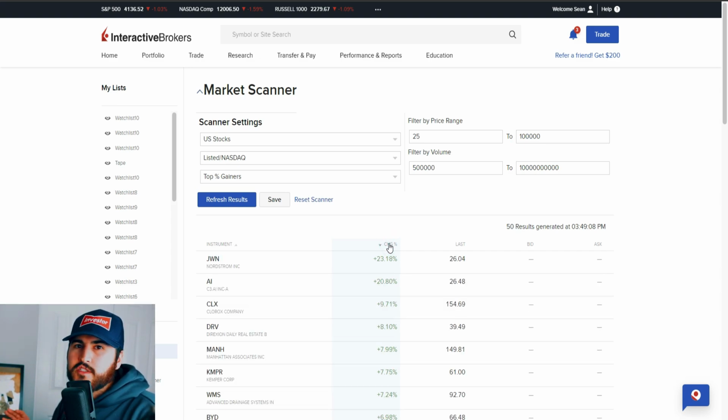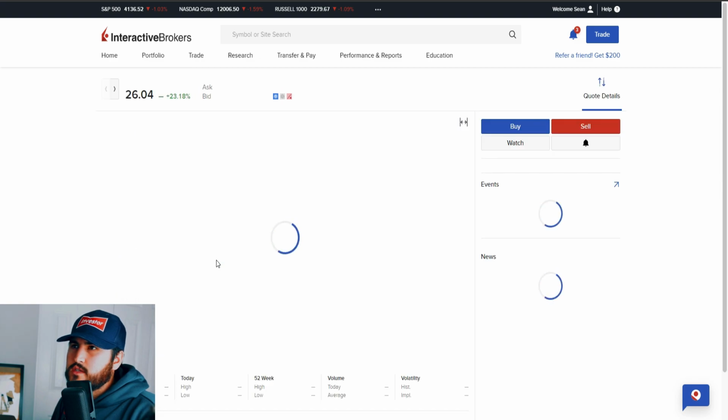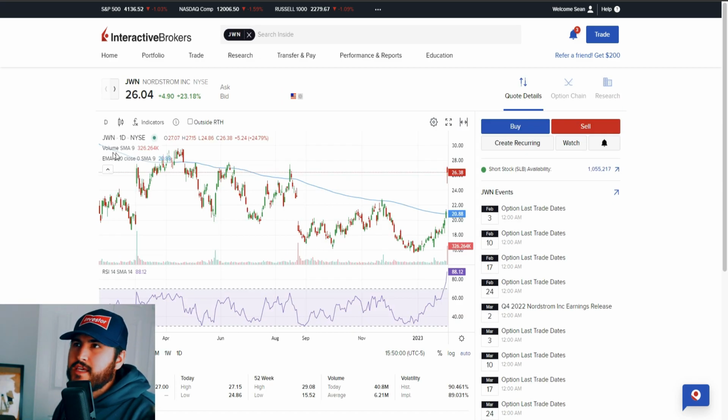And here are the biggest winners for the day. We have Nordstrom and AI. If you click on the stock, even though the stock is up 23.18% on the day, which is a lot, and as you can see by the daily RSI at 88, it's extremely overbought, it is still not above its 52-week high at $29.08 a share. So you get some added information when you actually take a look at the charts.